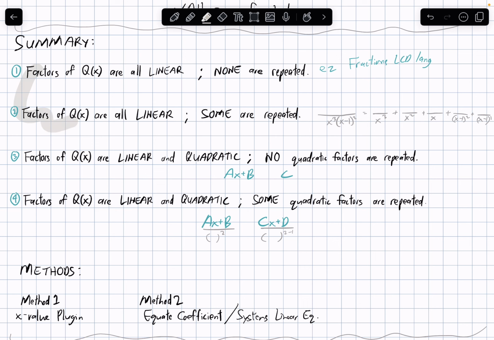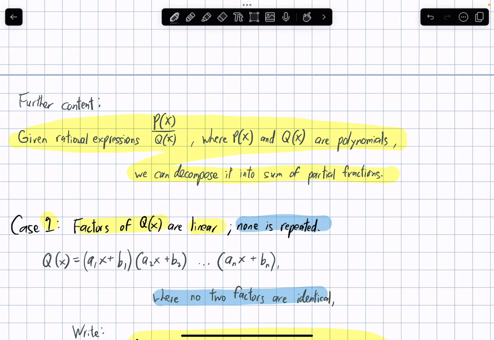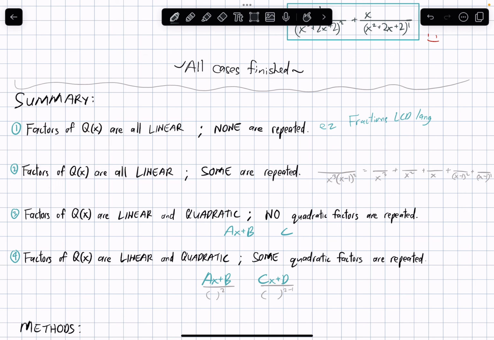So just know that for the first two, factors of q of x, that by the way is the denominator of a rational expression. Given a rational expression where p of x is the numerator and q of x is the denominator, basically polynomials, we can decompose it into a sum of partial fractions. The denominator is said to be linear when all factors of the denominator are linear. For case 1, none are repeated. For case 2, some are repeated. For cases 3 and 4, the factors of q of x are linear and quadratic at the same time.